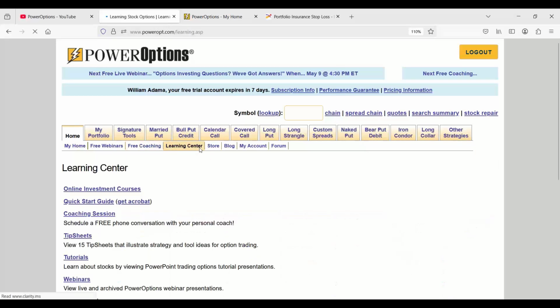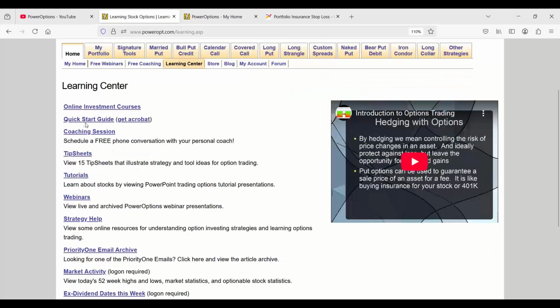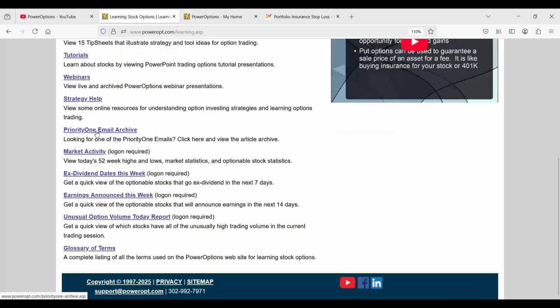The Learning Center, just some basic things. There's a basic video, Intro to Options Trading. Links to the quick start guide, of course, the various tip sheets that you receive, links to the webinars, which we already saw, strategy help pages. Every page has a strategy help page as well. Priority 1 email archive. This is an archive of the morning update price watch alerts that you receive as a trial member or subscriber to PowerOptions.